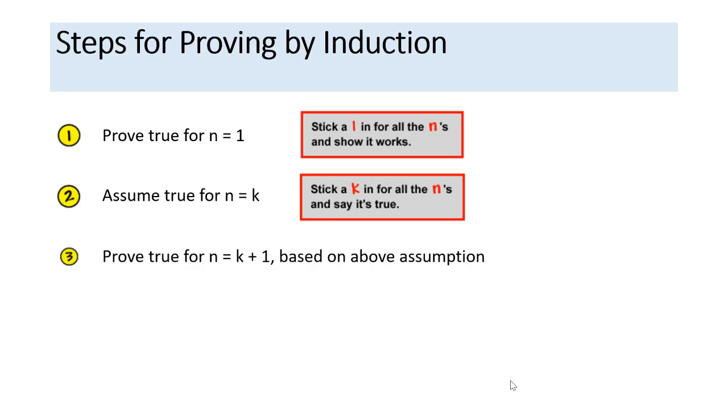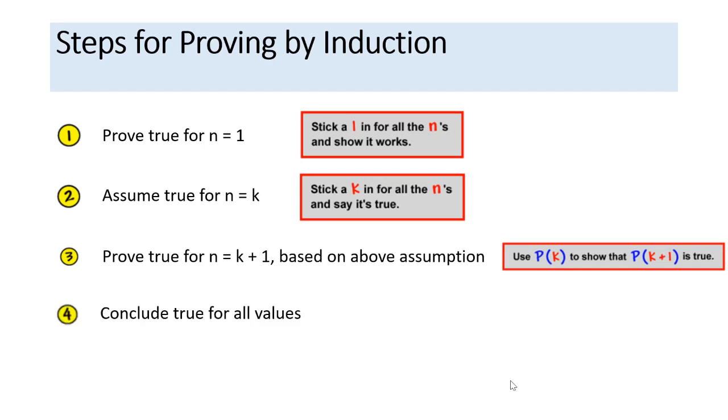Then the next part is that we now prove true for n equals k plus 1. So again, what we're saying is that if our formula or our series holds true for a certain number of terms, does it hold true for the next term and the term after that and the term after that? And that's why proving true for n equals k plus 1 is so important in verifying why this formula is true. And then obviously our step 4 is that we conclude true for all values. Okay, so let's go through some examples.